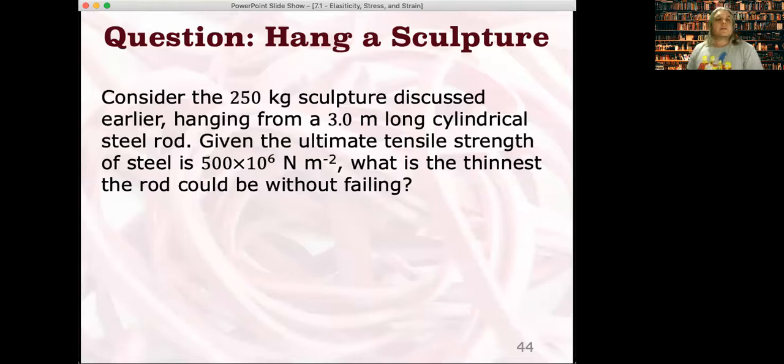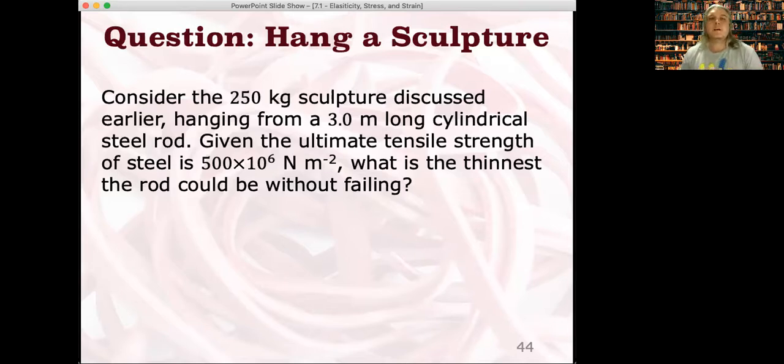So our first question is about hanging a sculpture. You'll remember from the first video we talked about a 250 kilogram sculpture being hung from a 3-meter long cylindrical steel rod. The rod in that example was a couple of centimeters in diameter, thereabouts, and it extended by a tiny amount. There was not a lot of extension given the force of the weight of the sculpture.